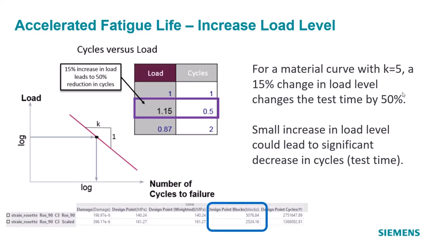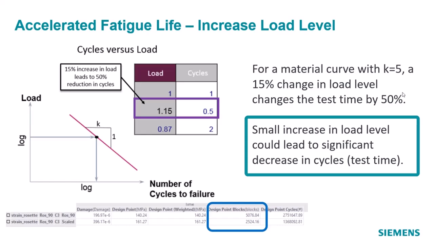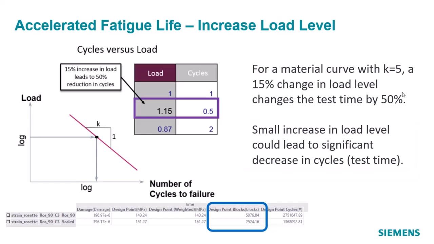Let's say the slope is 5. Increasing the load by just 15% reduces the testing time by 50%. So a small change in load could lead to a significant decrease in the number of cycles for failure. That is an important observation. Rather than testing at the measured load levels from the proving ground, if we increase the load levels by about 15%, then that will reduce the testing time by half. So that sounds very promising.